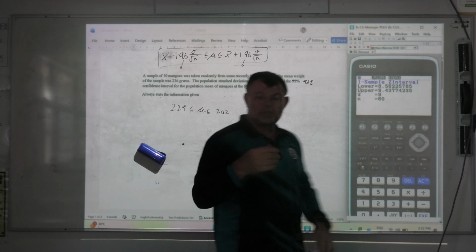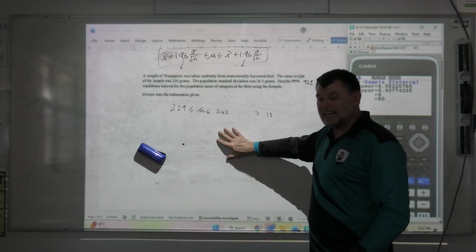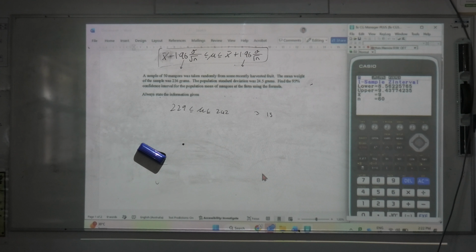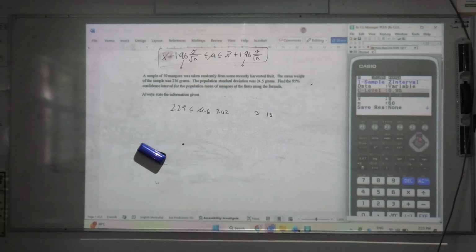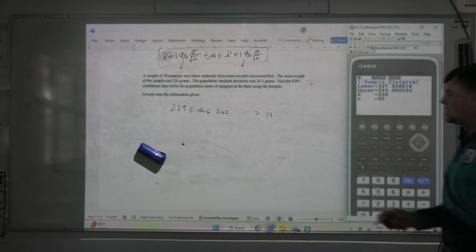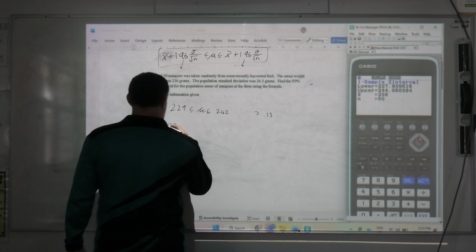So if we want to work out the new width using a different percentage, that's not difficult at all. We just come back to your calculator, come back up here, and change this to 0.98. We then put our deviation here, I think it was 24.5. Our mean was 236, and we had 50. So if we come back down here, what you will notice is we will get 227, and we'll round it.